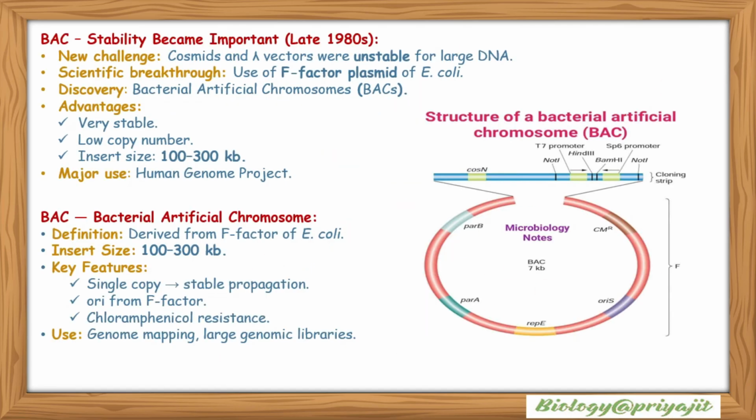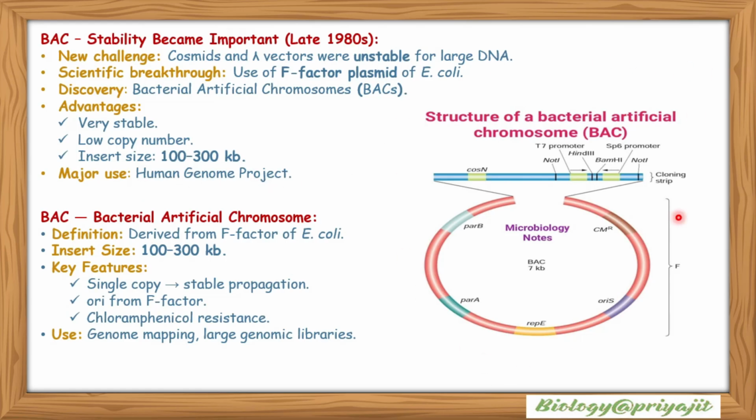BAC: stability became important in the late 1980s. A new challenge came. Cosmids and Lambda vectors were unstable for large DNA. The scientific breakthrough was the use of the F factor plasmid of E. coli, the discovery of the bacterial artificial chromosome. Its advantages: very stable structure, low copy number, and its insert size was 100 to 300 kilobase pairs, and it is mainly used in the human genome project.